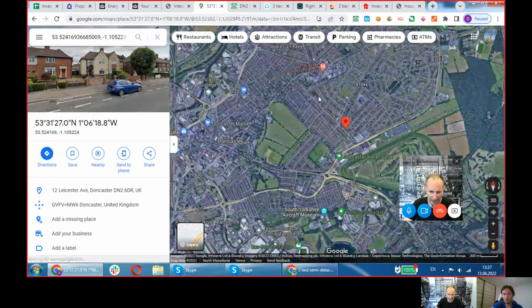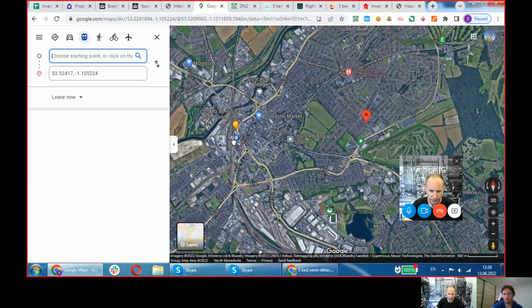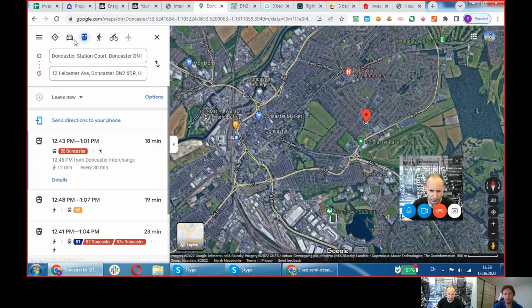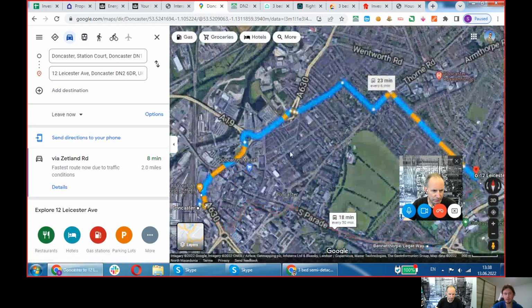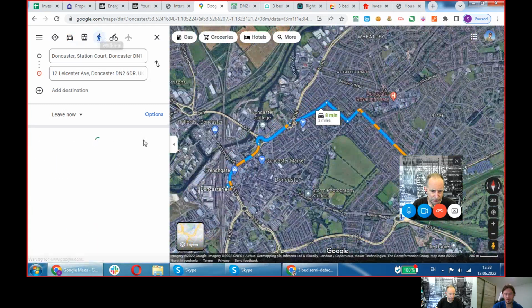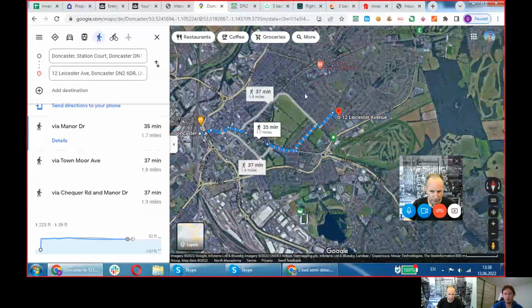So basically, it's really, really close to the Doncaster city center. If you want to go to the main train stop, you need like 18 minutes by transport, or with a car it's only 8 minutes. Even if you want to go by walking, it's 35 minutes. So it's really close to the city center.